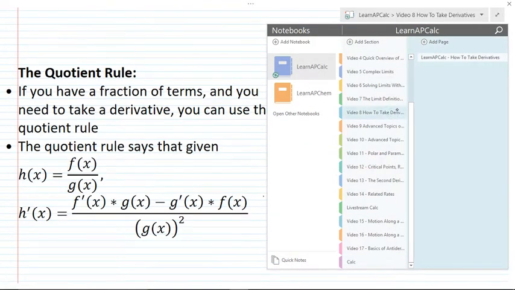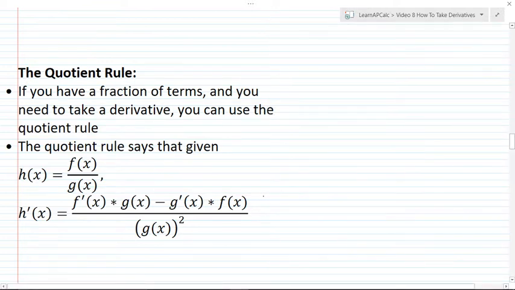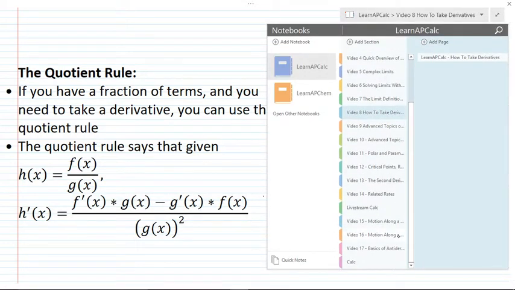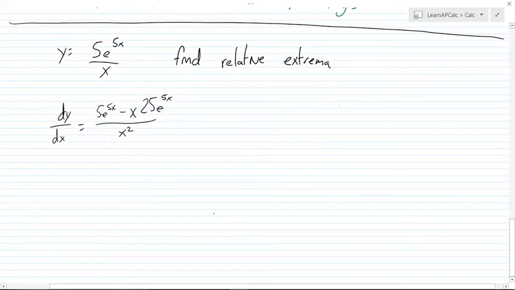And so if we go back to here, we can see that in fact I made a mistake. Okay, so this should be the derivative of the top times the bottom. I apologize. 25x e to the 5x. The derivative of the top times the bottom minus the derivative of the bottom times the top all over the bottom squared. And we need to find where this equals 0.